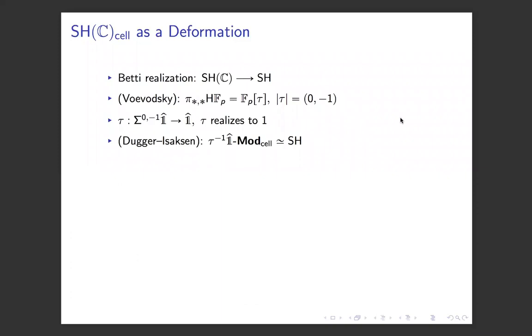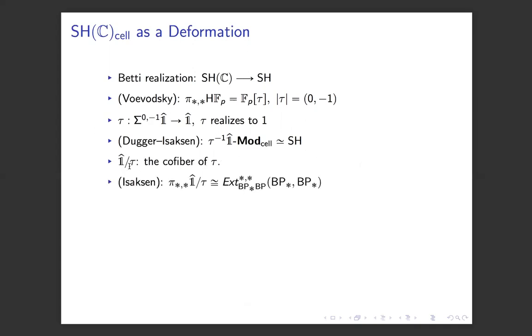So a major result by studying the motivic Adams spectral sequence by Dugger and Isaksen is that if you're looking at the cellular category, and if we invert tau, that really goes to the classical stable homotopy category. Of course, there's a prime on the right-hand side as well. So if we view tau as a parameter, this is saying that the generic fiber of this deformation is really the stable homotopy category.